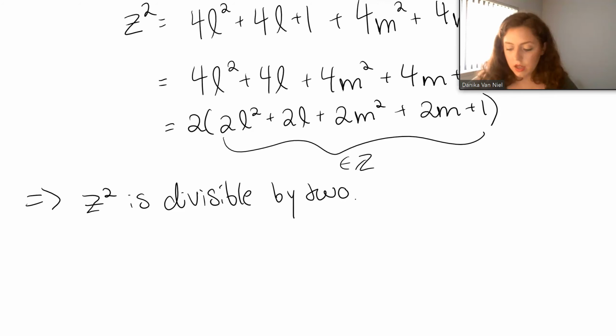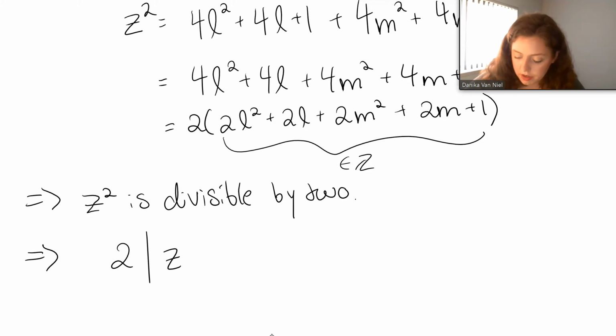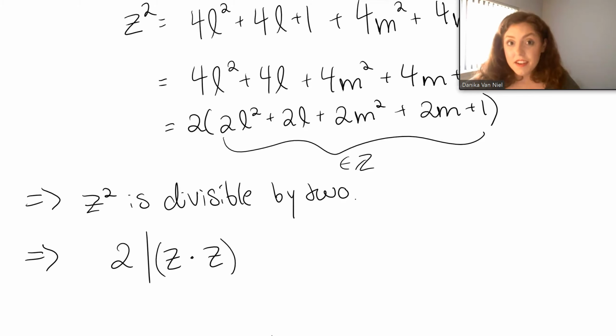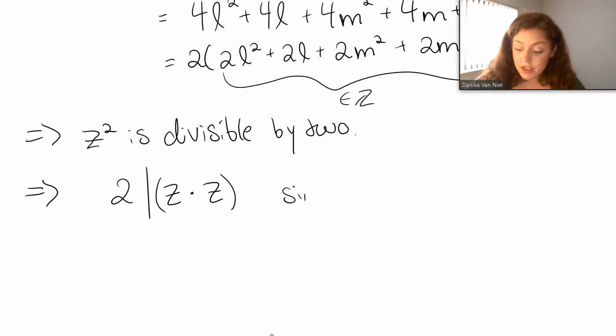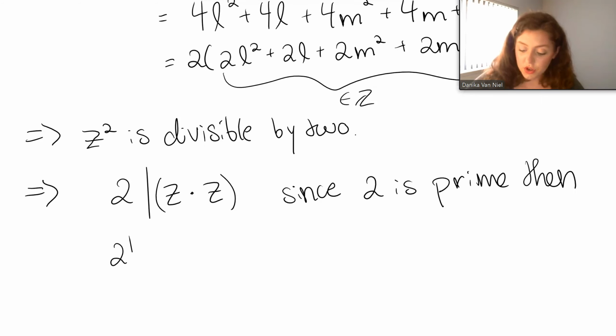You could, once again, talk about even stuff, but I'm going to take a slightly different route. Then 2 divides z times z. Okay, this is when things get interesting. Since 2 is prime, then 2 divides z from this first thing, or 2 divides the second.